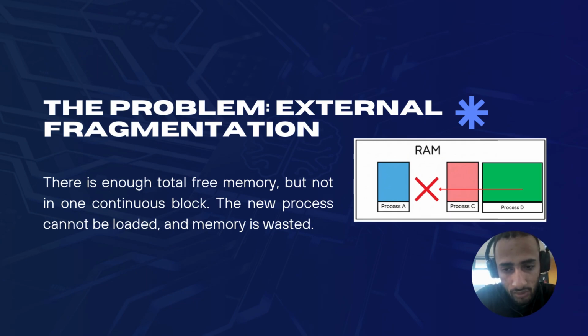Now a new program, process D, needs to run. If we add up all the free memory, we might have enough space for it. But because that free space is not in one solid block, there is no single place large enough to fit process D. This is the definition of external fragmentation. Memory is wasted because it's broken into small, unusable pieces. This is the specific problem that paging was invented to solve.